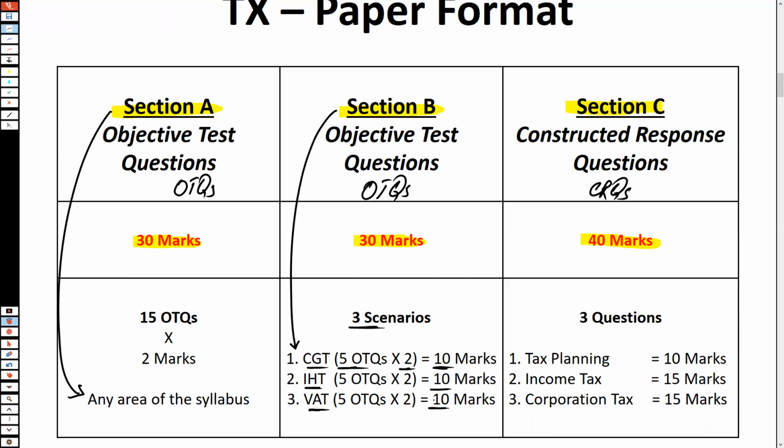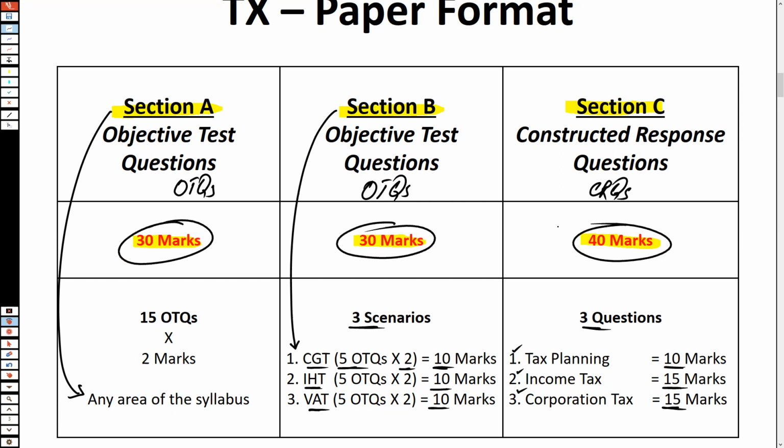When it comes to the discussion of section C, the constructed response questions are there, and 3 questions will be asked. One for tax planning for 10 marks, second for income taxes for 15 marks, and third for corporation tax for 15 marks. So this is how a 100-mark paper is examined. And obviously, as you know, 50 marks are the passing marks.